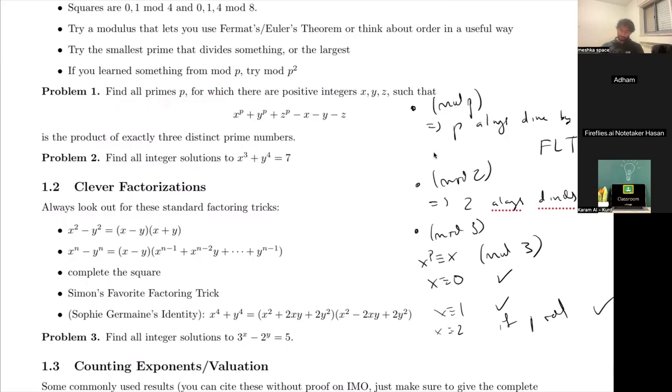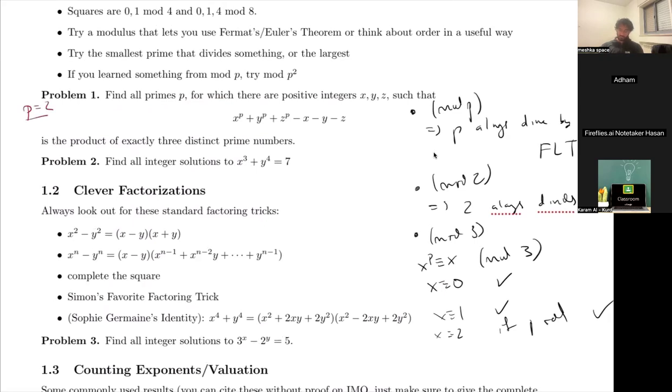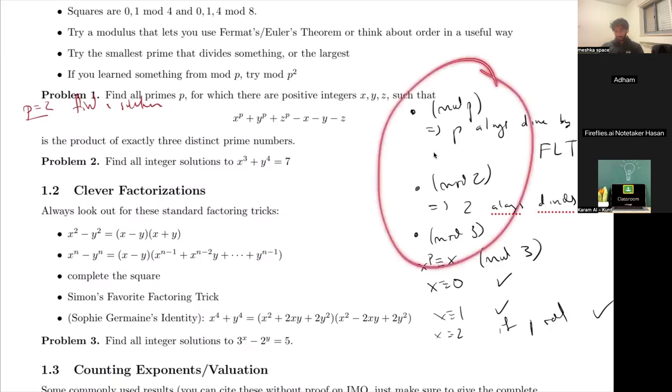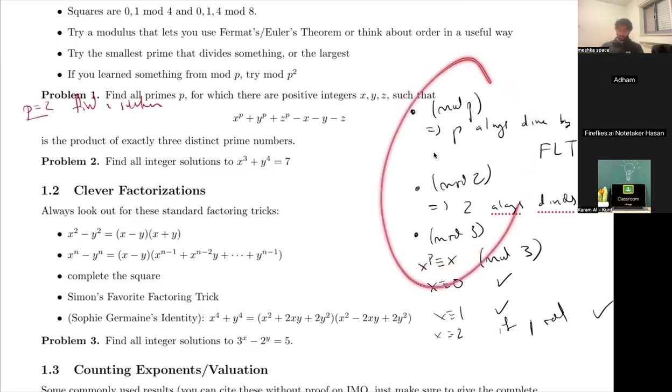So for p equals 2, we have to find x, y, z explicitly. We can maybe ignore that case for now. But for any other prime, by looking at it mod 2, 3, and p, we find that these are always prime factors. Great.